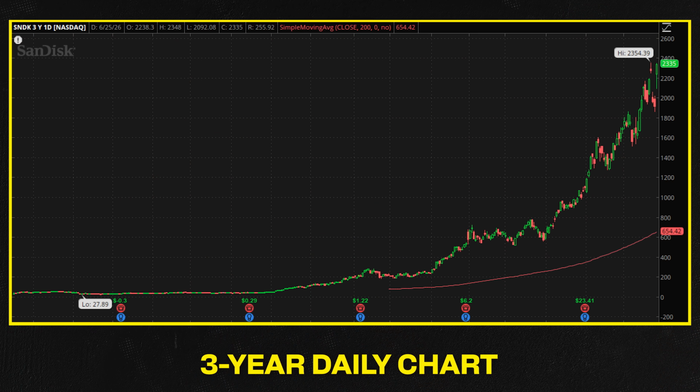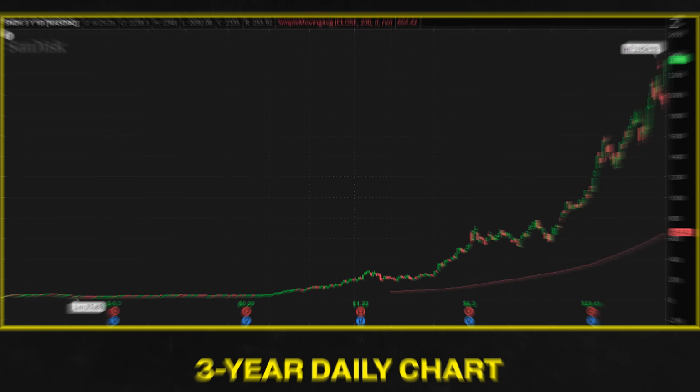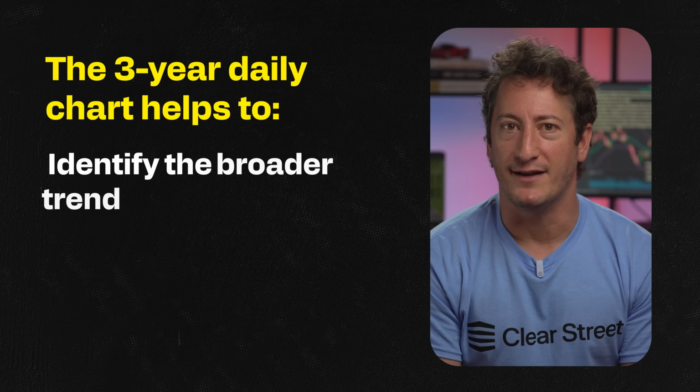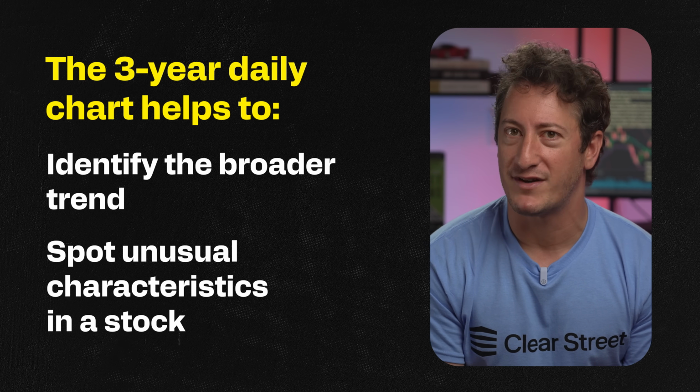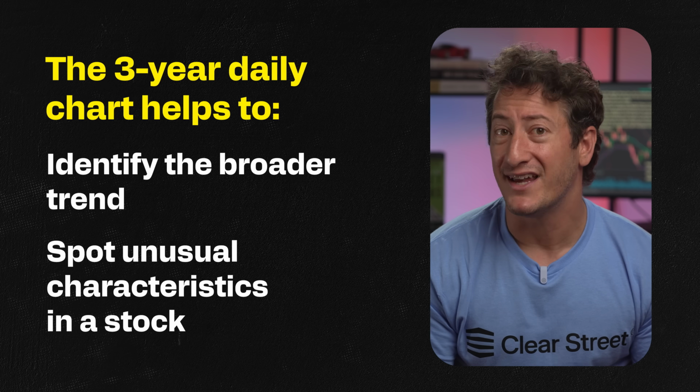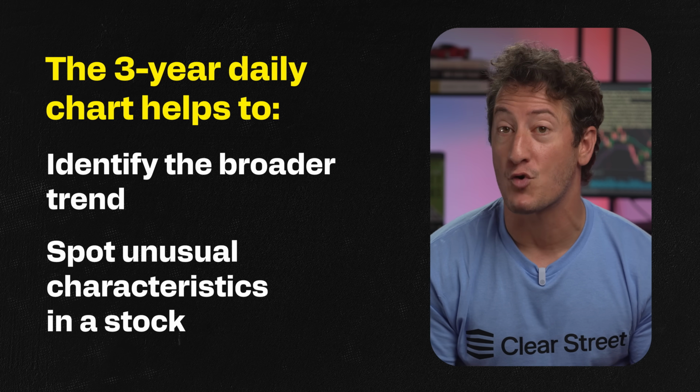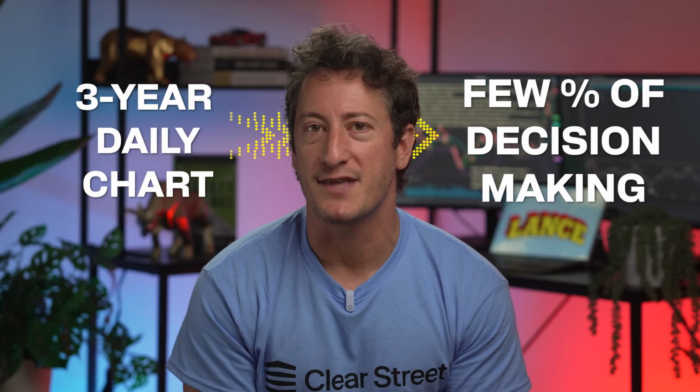The final chart is the 3-year daily chart, which I mainly use for occasional higher time frame context. This helps me identify the broader trend and spot unusual characteristics in a stock. Was it a recent IPO? Was it previously in a pending buyout? Does it have a history of violent squeezes or abnormal gaps? Most of the time, this chart is not especially important, which is why it probably only accounts for a few percent of my overall decision making. On this chart, I only use a 200-day moving average.